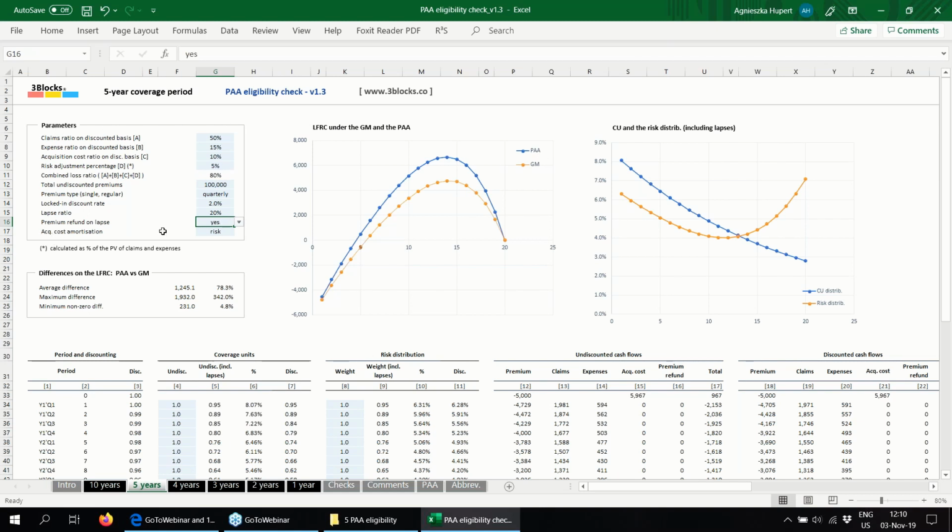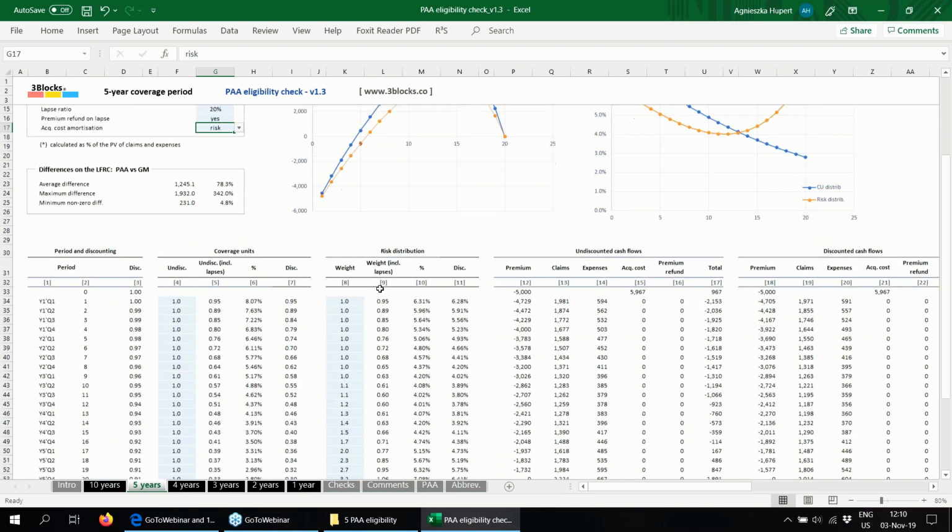But there is one more parameter that is kind of a modeling option for the PAA. It's what is the pattern for acquisition cost amortization? Is it in proportion to risk or in proportion to time? So when you select that, the whole projection refreshes and you get your results. The summary of differences is presented here in this table, but you can also look at it in a graphical form here.